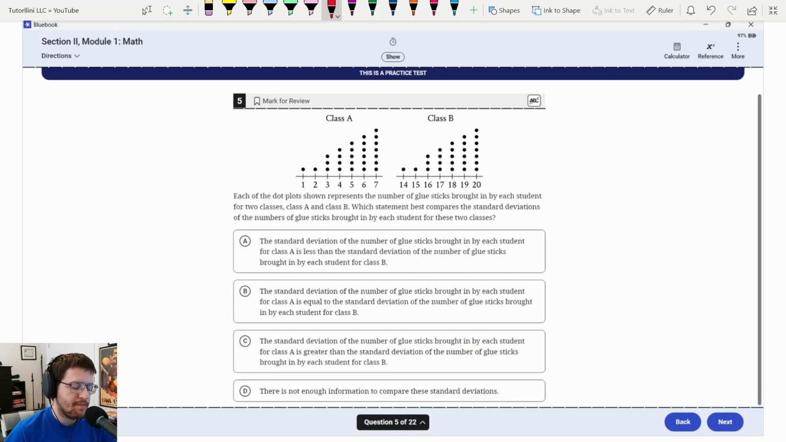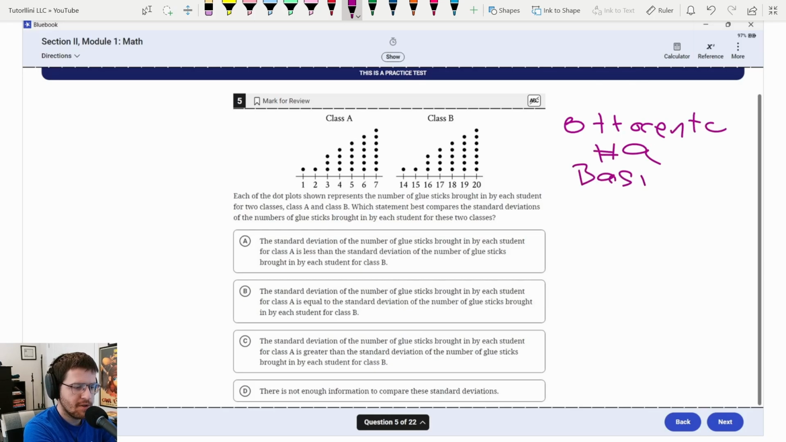Okay, question 5. I go over this in great detail in my Ottocento number 9 on basic statistics. Most people taking the SAT don't take a statistics course, so you should probably go watch that video. I also have a short on standard deviation. So we're just going to compare the two standard deviations of these dot plots.